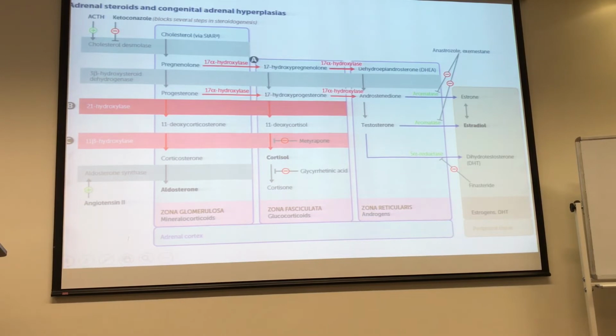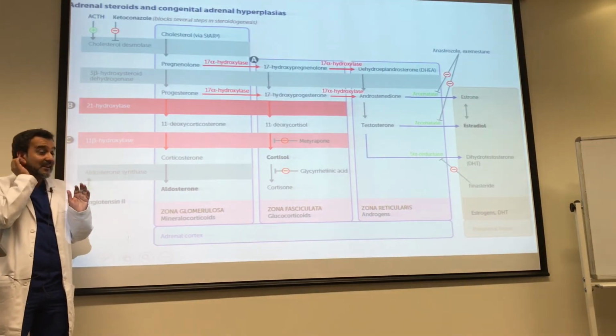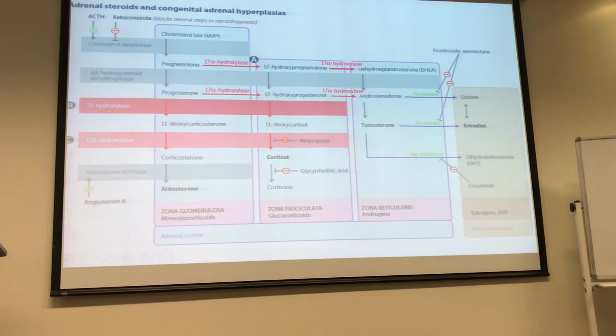So there are three major enzyme deficiencies which the board exams are very interested in. One is the 17 hydroxylase deficiency. The other one is the 21 beta hydroxylase deficiency. And the third one is the 11 beta hydroxylase deficiency.